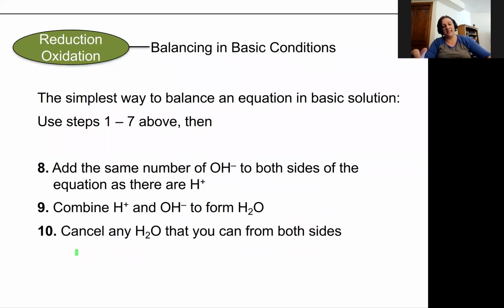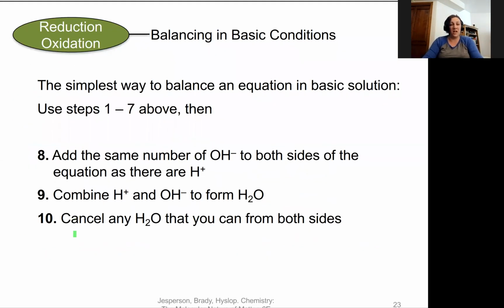So if instead I have a basic solution, if I have a pH higher than 7, I'm going to approach this exactly the same way. I'm going to get to that final equation that I had, and then I'm going to make some changes. So taking that final equation, if I have a proton anywhere, I am going to add a hydroxide ion to that side. And any protons and hydroxide ions on the same side are going to become a water molecule. And then I'll be able to balance out my waters on each side by canceling some away.